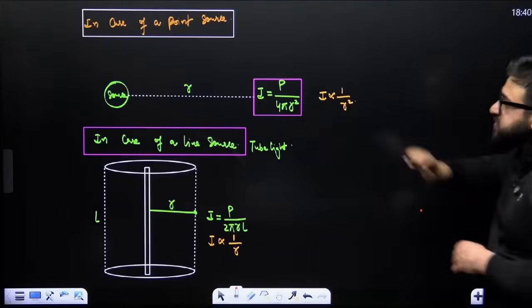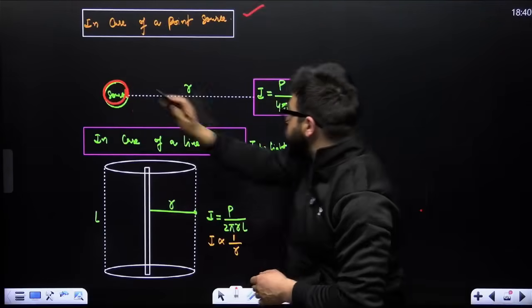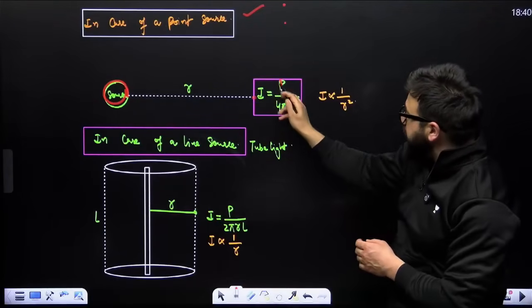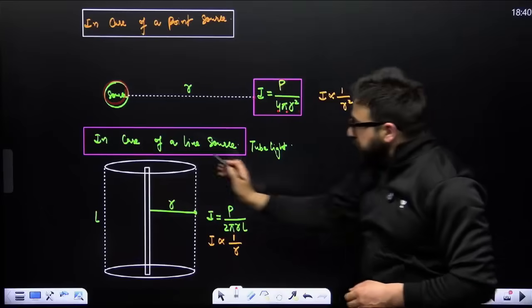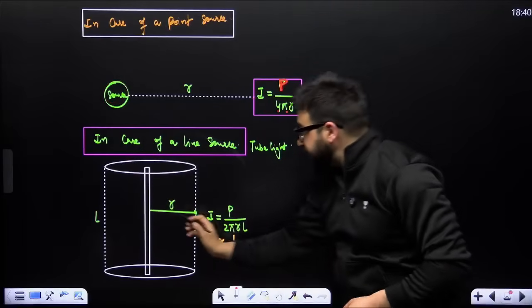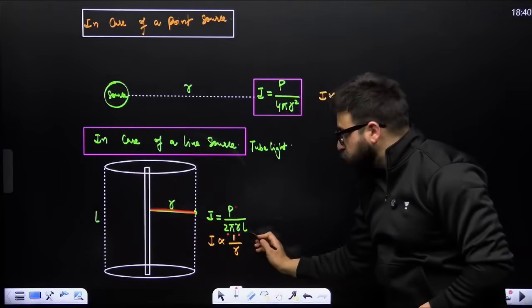Then, my dear NEET aspirants, in the case of a point source, the intensity at distance R will be power divided by 4 pi R square. In the case of a line source, meaning a tube light, the intensity at distance R will be power divided by 2 pi R into L.